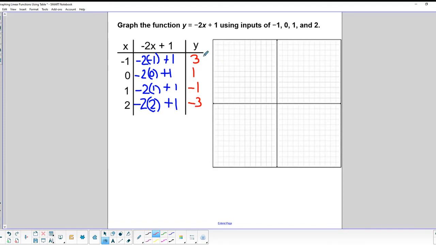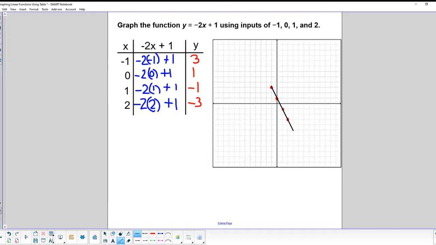-1, 3. So -1, 1, 2, 3 would be our first point. 0 and 1 would be our second point. 1 and -1 our third point. And 2 and -3 our fourth point. Grabbing our line tool once again, stretching it down through there. And that would be the graph of that particular function.